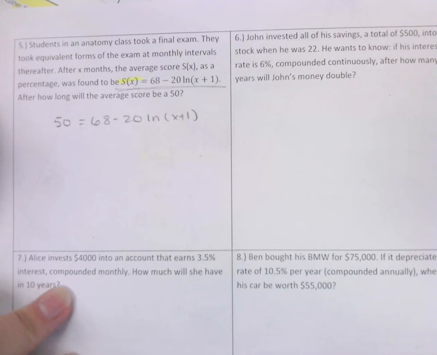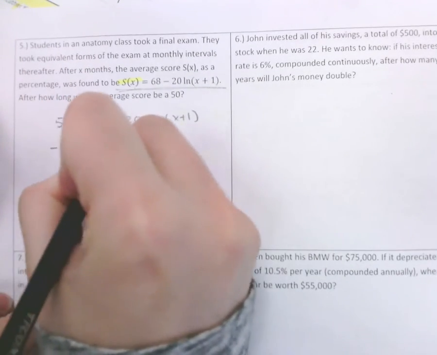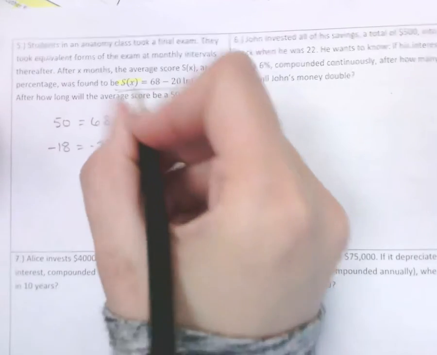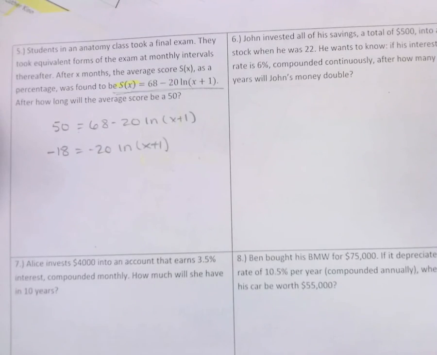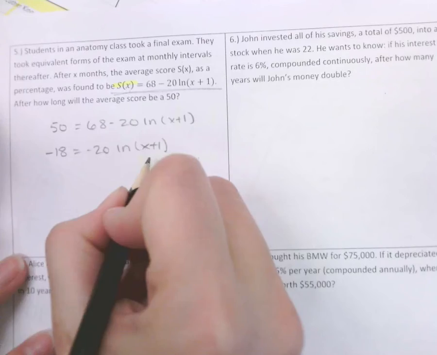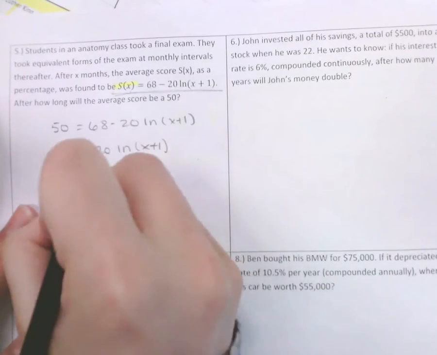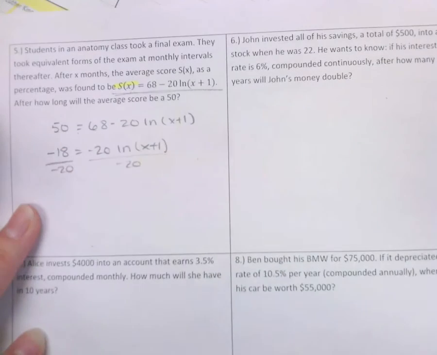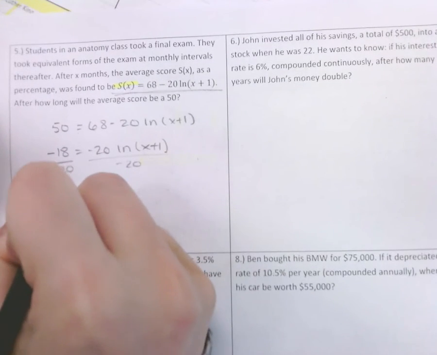How can we solve? Natural log. It's already in there. Not yet. Too soon. Subtract 68. After you subtract, please don't do 68 minus 20. That's not allowed. After you do that, you're going to divide by 20. So I get negative 18 over 20, which is going to simplify to negative 9 over 10.